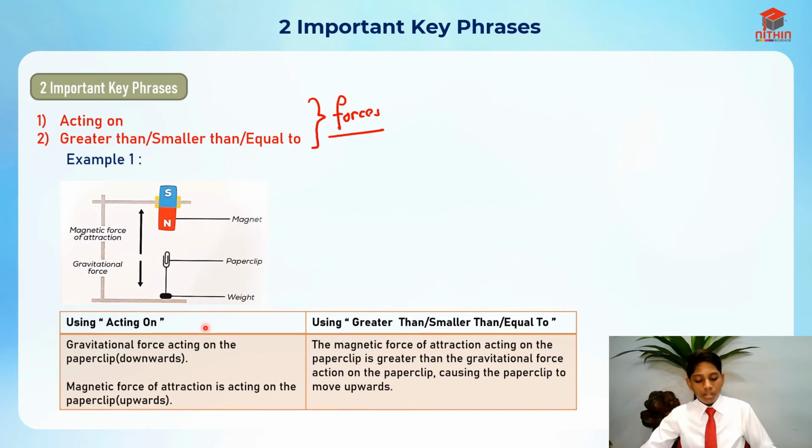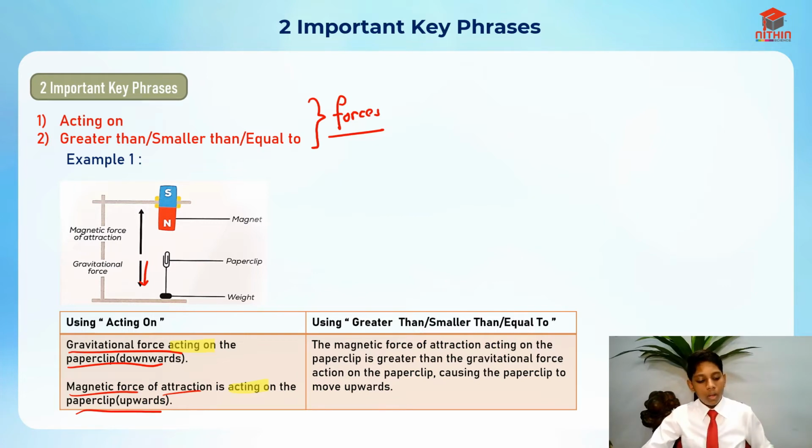Okay, so let's use acting on and greater than, smaller than, or equal to answer this question. So gravitational force acting on the paperclip downwards, so it's basically this force over here acting on the paperclip downwards. So acting on. Okay, so we have used the words acting on over here. Next, magnetic force of attraction is acting on the paperclip upwards. Okay, so it's acting on the paperclip upwards.